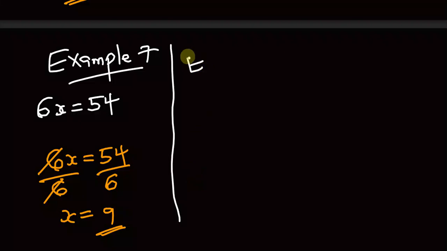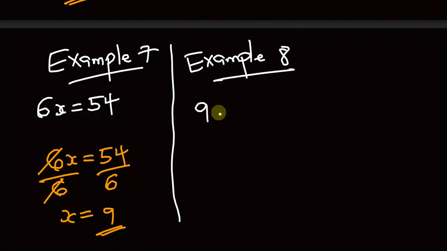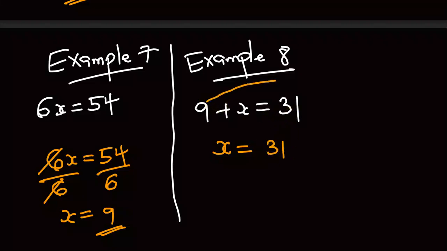Let's look at example number 8. 9 plus x is equal to 31. We want to find the value of x still. So x is equal to 31. Then 9 is positive. When it crosses the equal sign, it will change sign to negative. So minus 9. Therefore, our value of x will be equal to 22. So 22 is our answer.